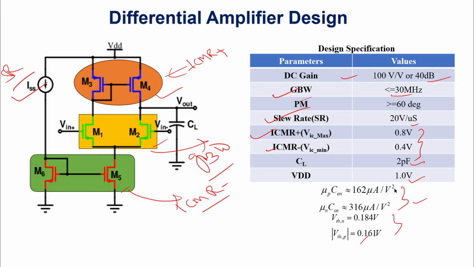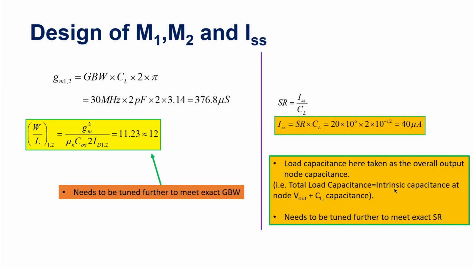So let's design M1 M2 and the reference current first. Using the GBW specification, as I have already told, we can find the required gm of the input pair, and using this gm with this formula, we have found the aspect ratio of M1 M2 to be 12. This needs to be tuned further depending upon the GBW specification. If GBW is not met, then you have to tune the aspect ratio. We have to increase the input pair W to meet the GBW specification.